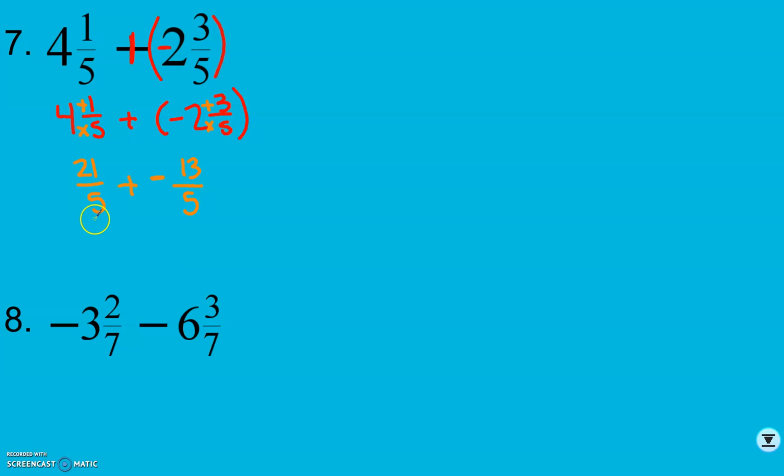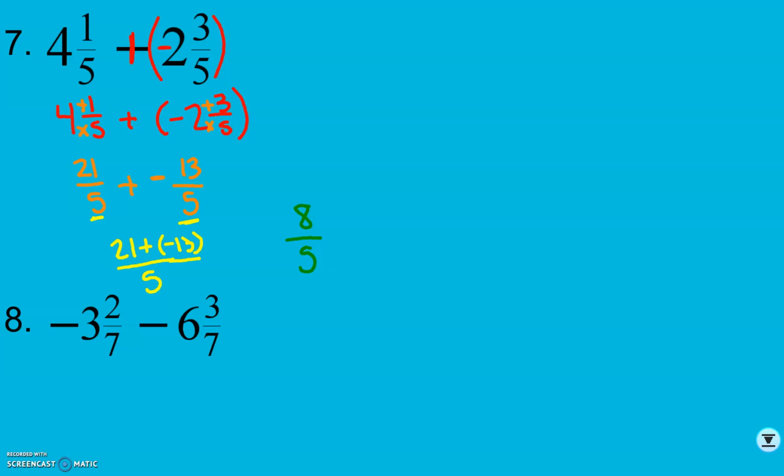Now, since I have a common denominator, I can go ahead and keep that denominator and perform the operations on my numerator. So 21 plus negative 13. Different signs, so we subtract, give the sign of the bigger number. So positive 8 over 5.